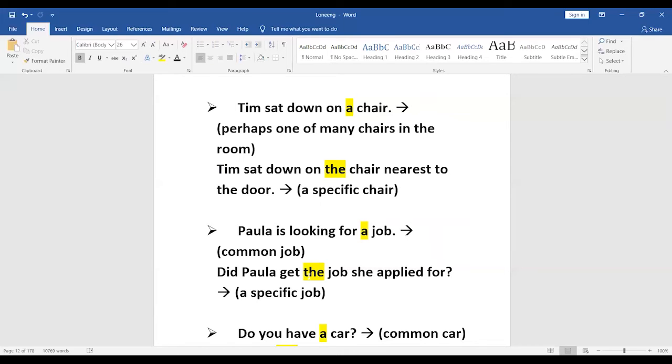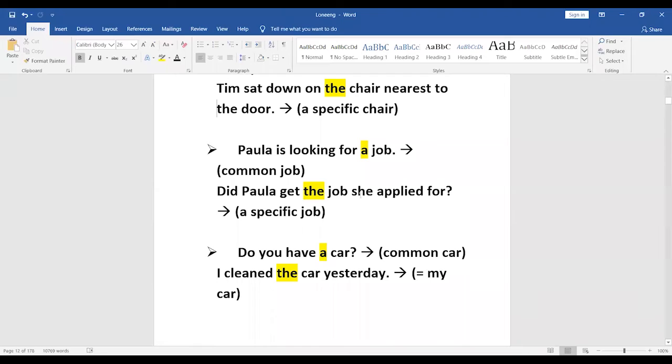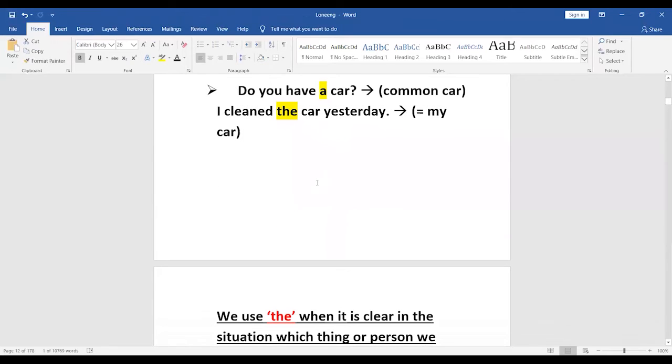Take a look at the next example. Paula is looking for a job. Any job. Okay, whatever comes her way, she's ready to work. But did Paula get the job she applied for? She had applied for a job. Now, the question is, did she get that particular job that she had specifically applied for? And since they're talking about a specific job, they use the article the. So the first one, they just use a because she's randomly looking for any and every job. Okay, common noun. The next one, you have a car. Very common. It's not specific. But when I say I cleaned the car yesterday, it means I possess one car, and I'm talking very specifically about that particular car. Since I'm being very specific, I use the.